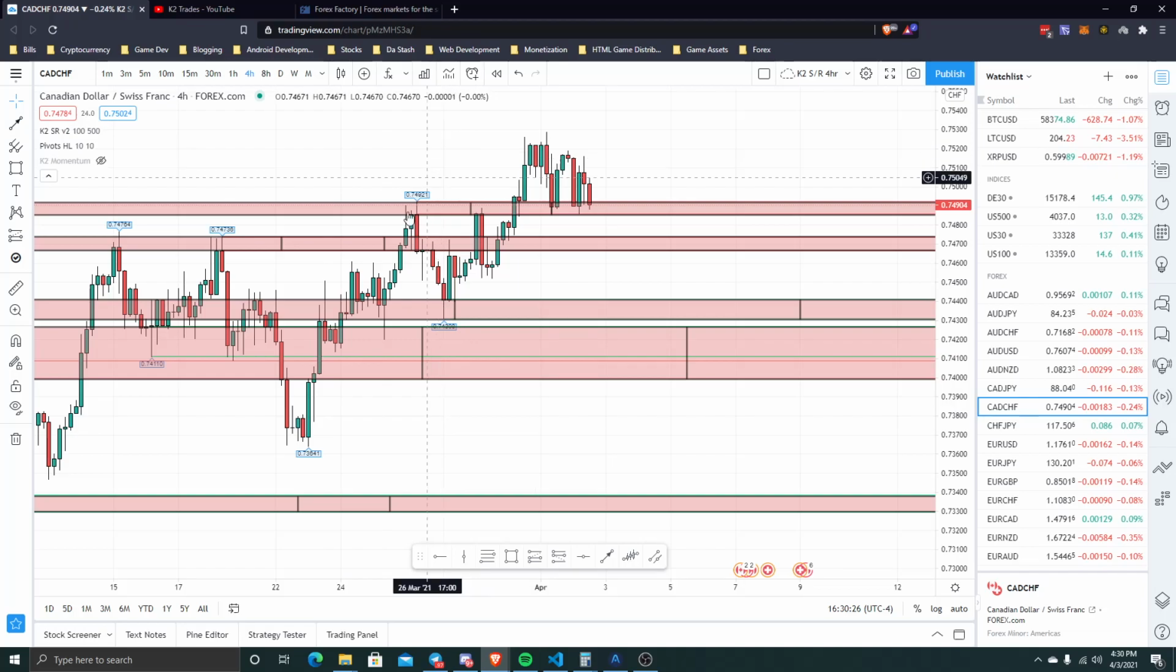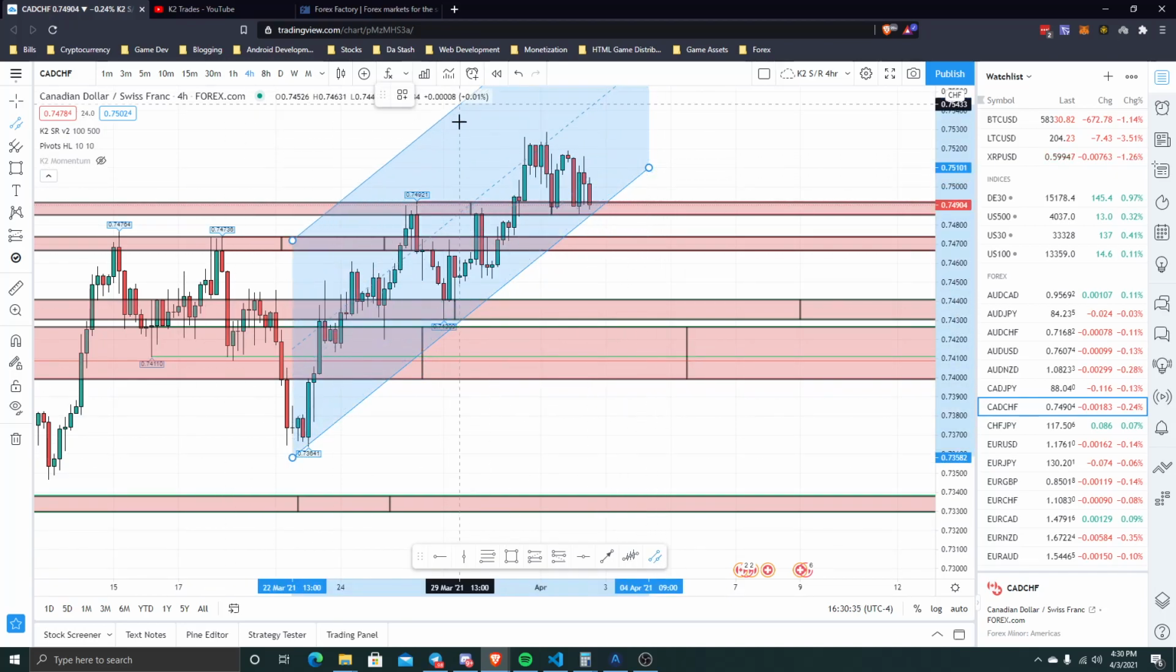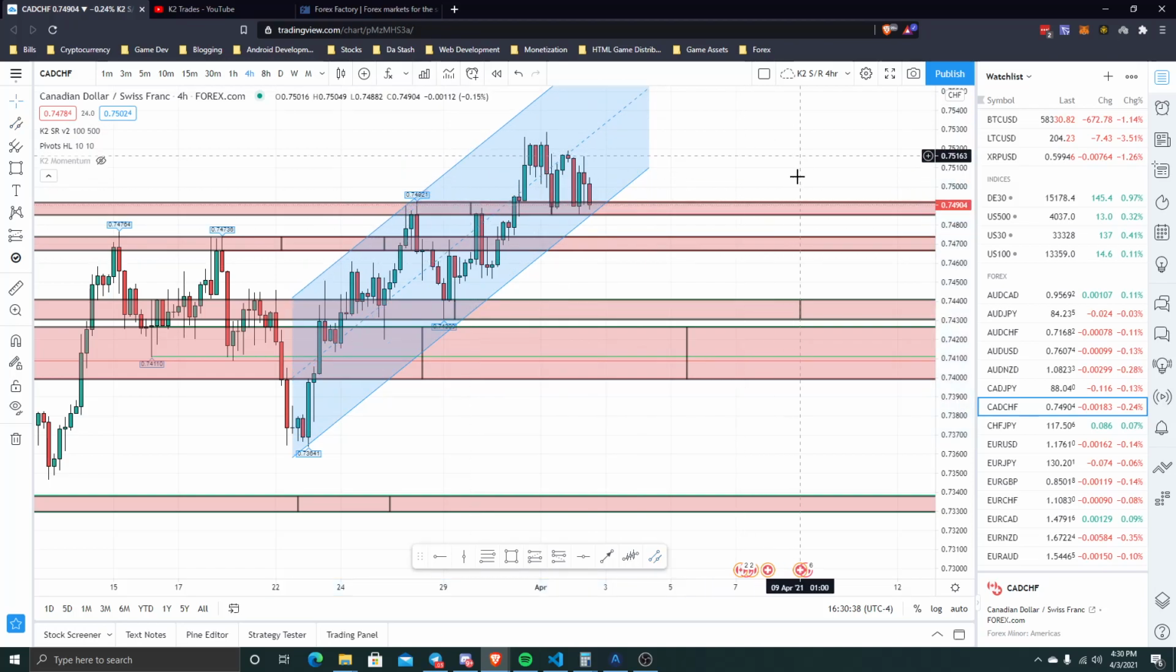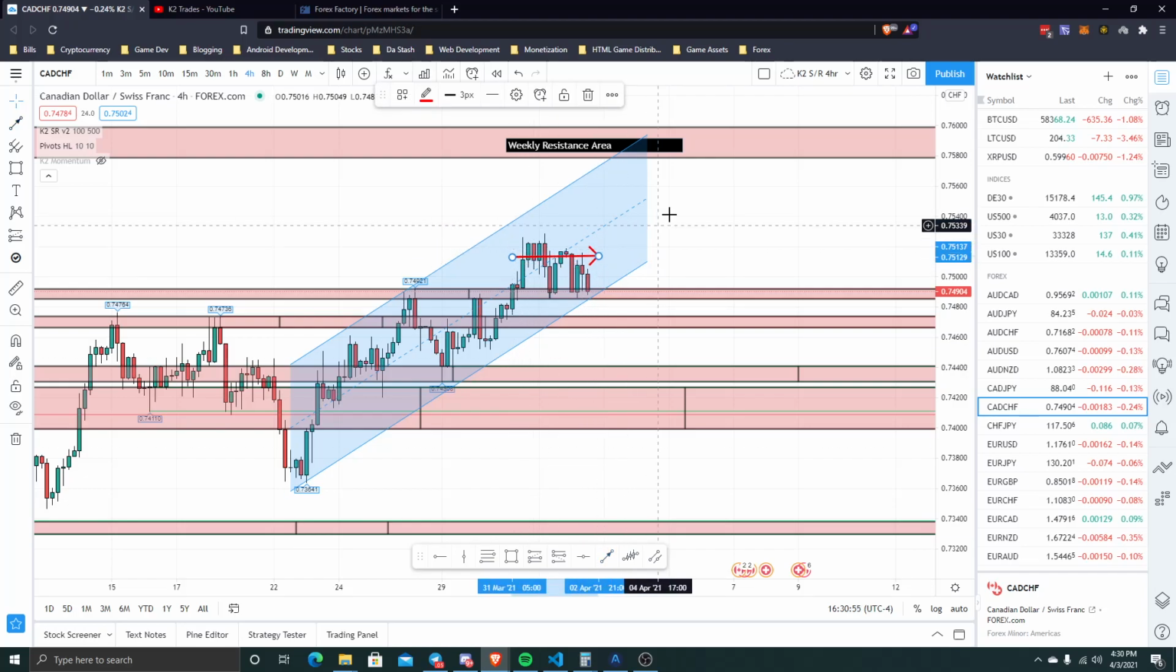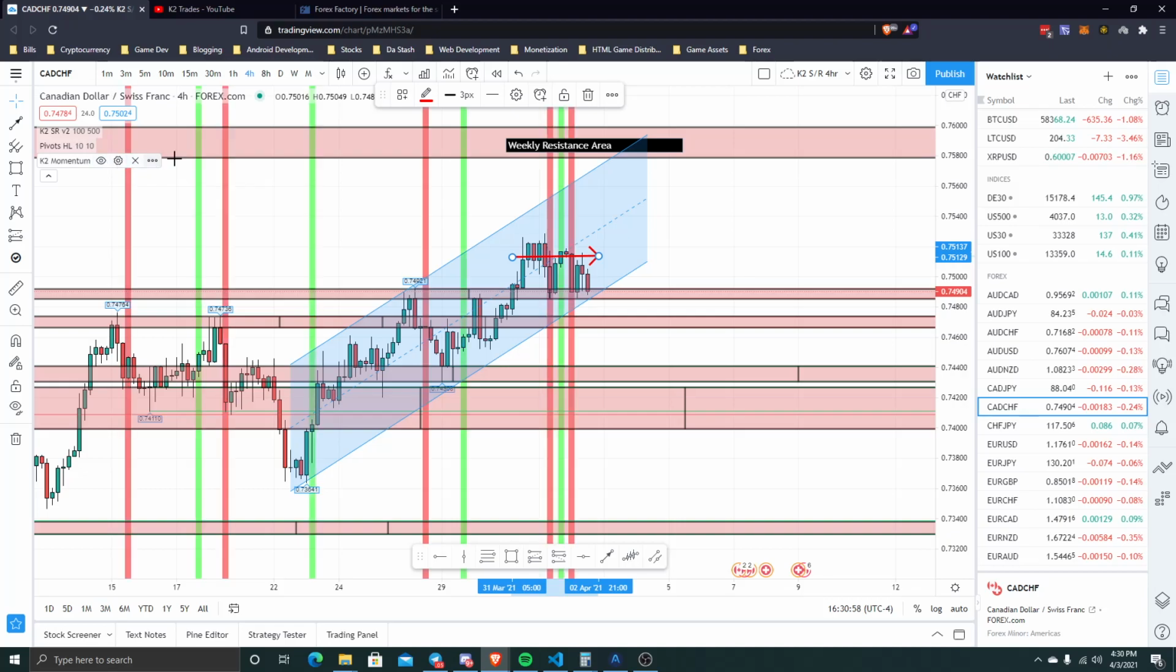So for CAD CHF, it's been going in this uptrend since late March. So if we draw our parallel channel, as you can see here, boom. And for the past week or so, it's been consolidating. As you can see, it's going in this sideways movement here. So let's go ahead and turn on our momentum. Right now, you can see here with these irregular movements that it is going sideways. So this is what I think it's going to do.